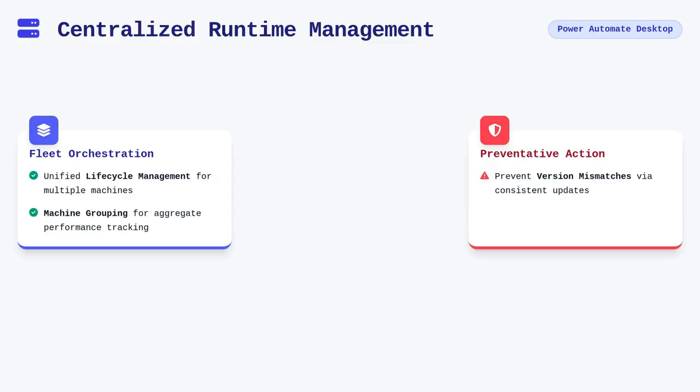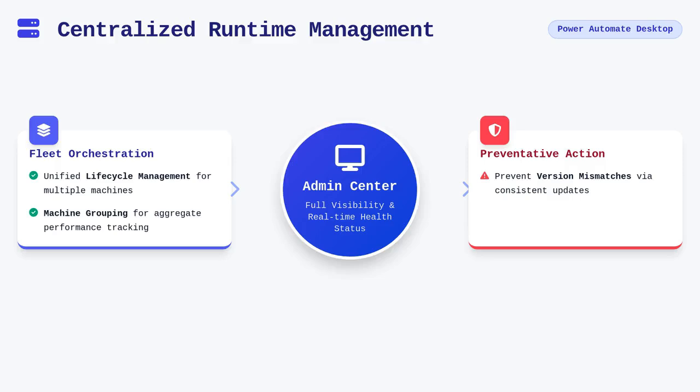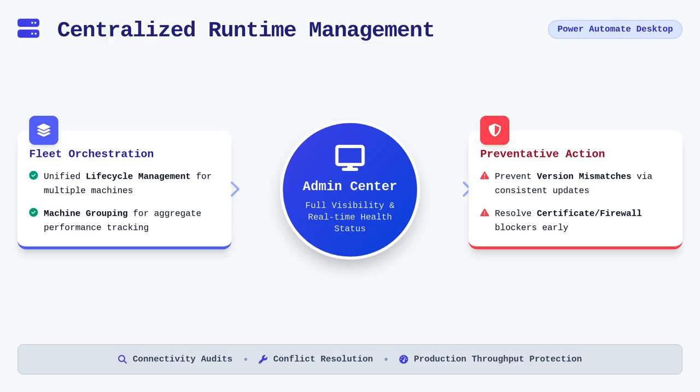By grouping machines, you gain the ability to monitor the aggregate health and performance of your RPA fleet directly within the Power Platform Admin Center. These administrative tools provide the visibility required to troubleshoot connectivity issues, often caused by certificate expirations or network firewall restrictions, before they impact your production throughput.